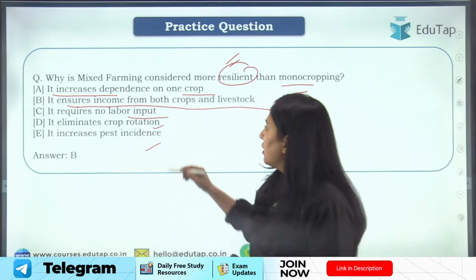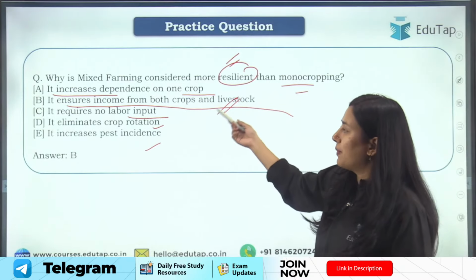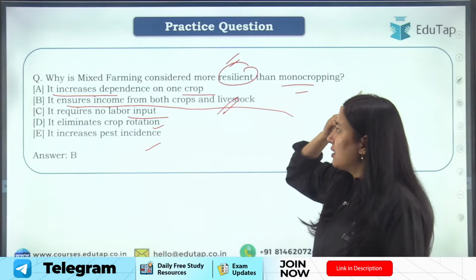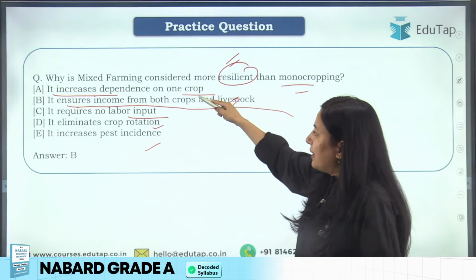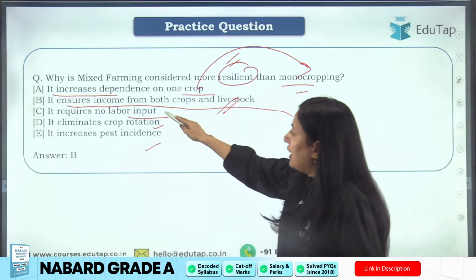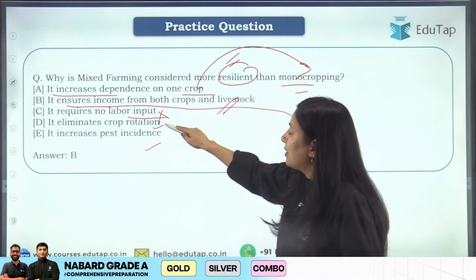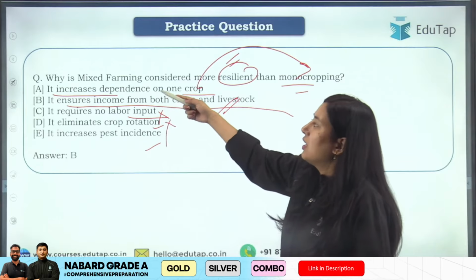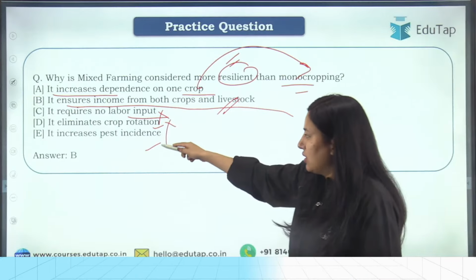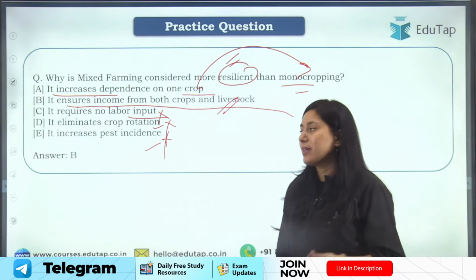So why is it considered resilient? Because it ensures income from both crop and livestock. That's the reason. Increasing dependence on one crop happens in monocropping. It requires no labor input, that is totally incorrect. It eliminates crop rotation, that is incorrect, because mixed farming encourages crop rotation. Increases pest incidence, that is also incorrect, because it decreases pest incidence.